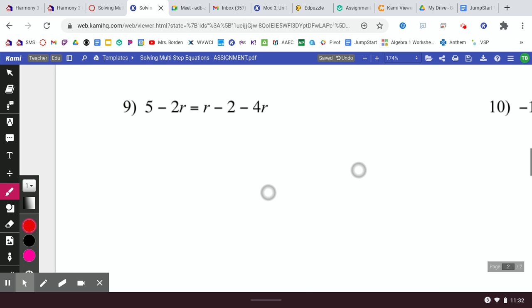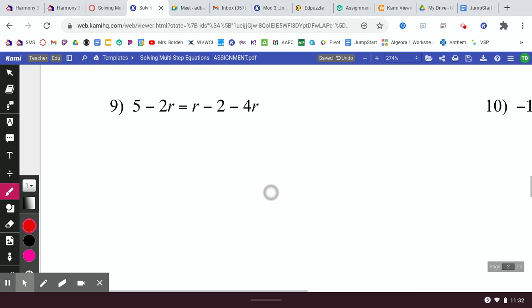All right. Number 9. Bryce, we're coming back to you. So first we're going to look at the left side. Anything over there we can combine? Nope. Okay, now let's look at the right side. Do we have a couple of R's or a couple of numbers that we can combine? Yeah, we've got 1R and -4R. So what's that leave us? Yeah, good. -3R, that's just combining our 2 R's. We didn't do anything with that -2, so I'm just going to leave it there.